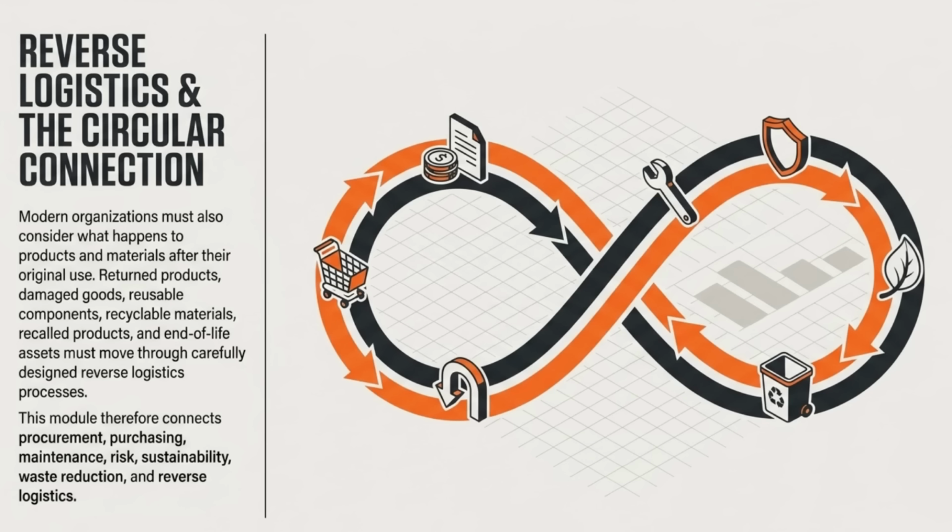Modern organizations must also consider what happens to products and materials after their original use. Returned products, damaged goods, reusable components, recyclable materials, recalled products, and end-of-life assets must move through carefully designed reverse logistics processes. This module therefore connects procurement, purchasing, maintenance, risk, sustainability, waste reduction, and reverse logistics.